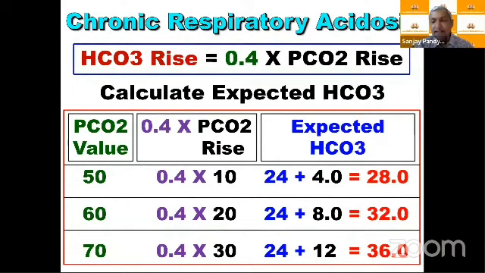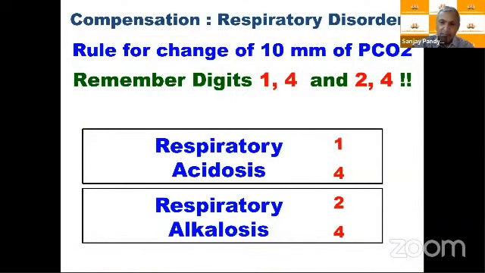If it is 60, then 0.4 into 20 is equal to 8. 24 plus 8 is equal to 32. And if it is 70, it will turn out to be 36. And therefore, this is how we calculate 1 for acute respiratory acidosis and 4 for chronic respiratory acidosis. So always remember 1,4 and 2,4. For respiratory acidosis, it is 1,4. For respiratory alkalosis, it is 2,4.